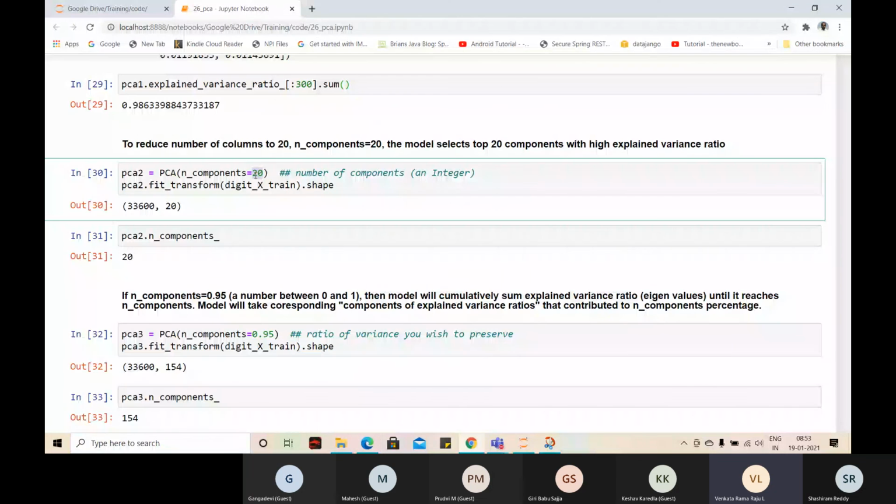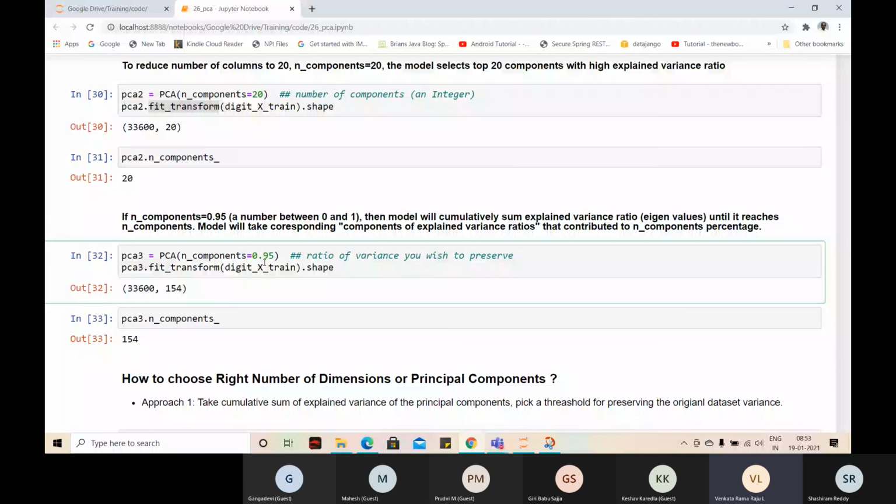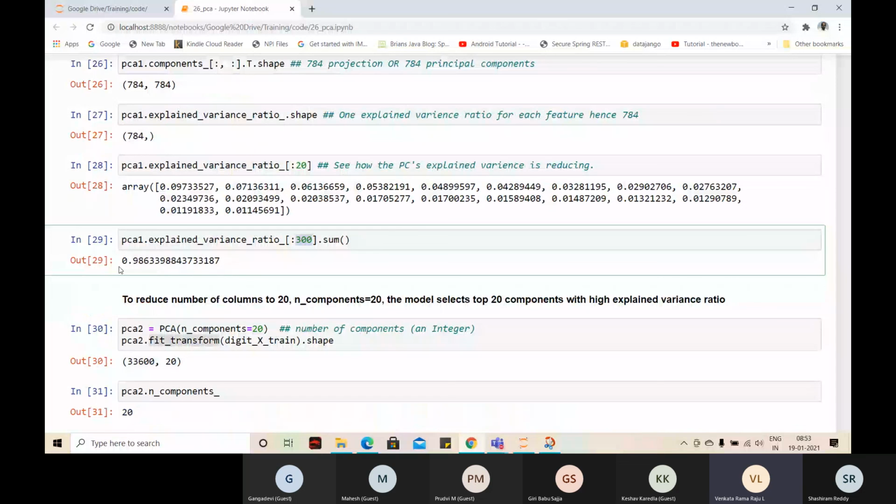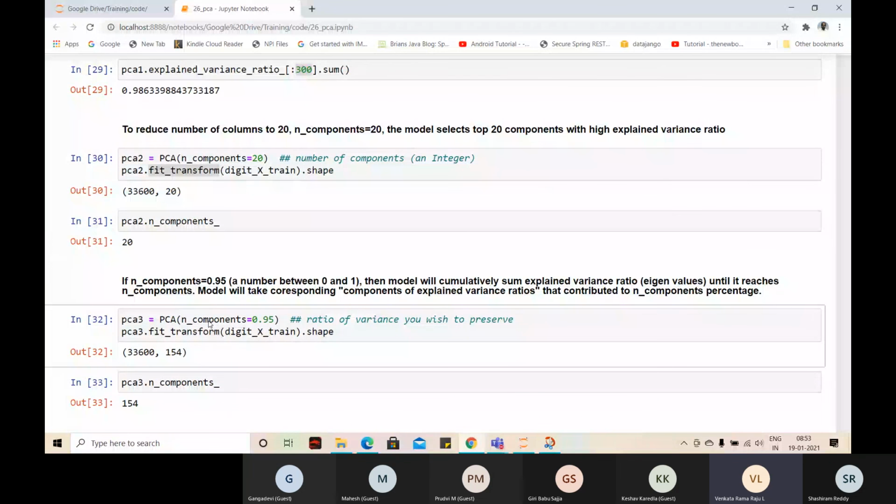So if I say 0.95, 95% of the explained variance ratio will be extracted. How will you know? Here if I take 300 columns, I've got 98%. If I say 95%, I get 154 columns. If you take 154 eigenvalues, or the explained variance ratios, and sum them up, you get 95. So that's how it got to know it is 95%, 154 columns.